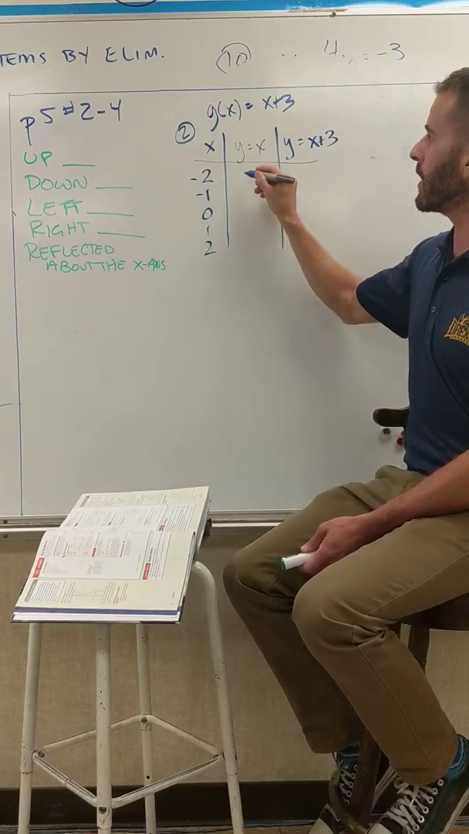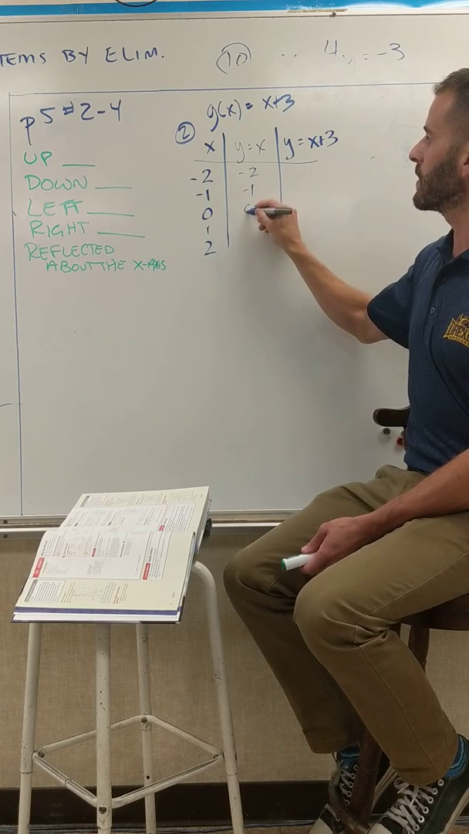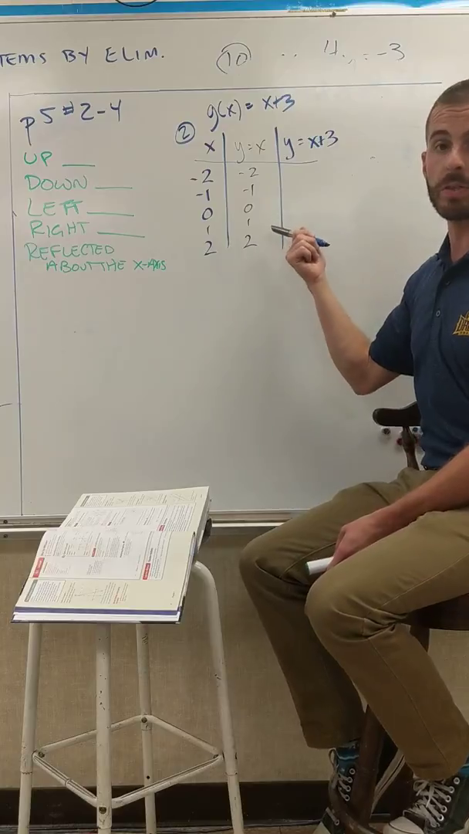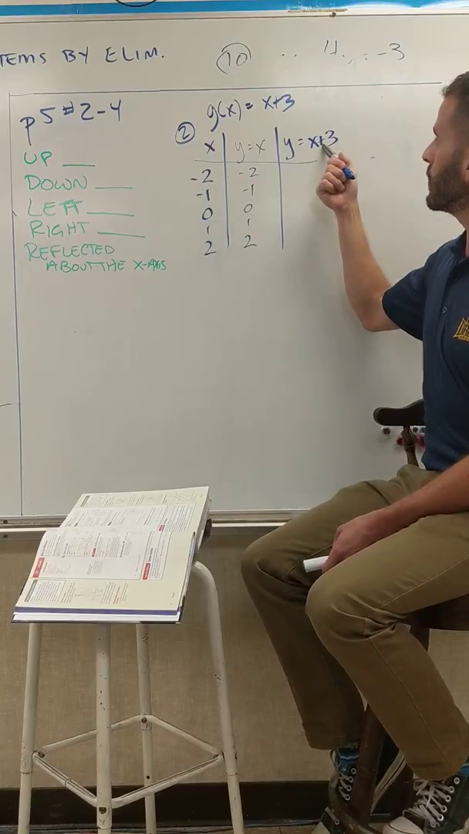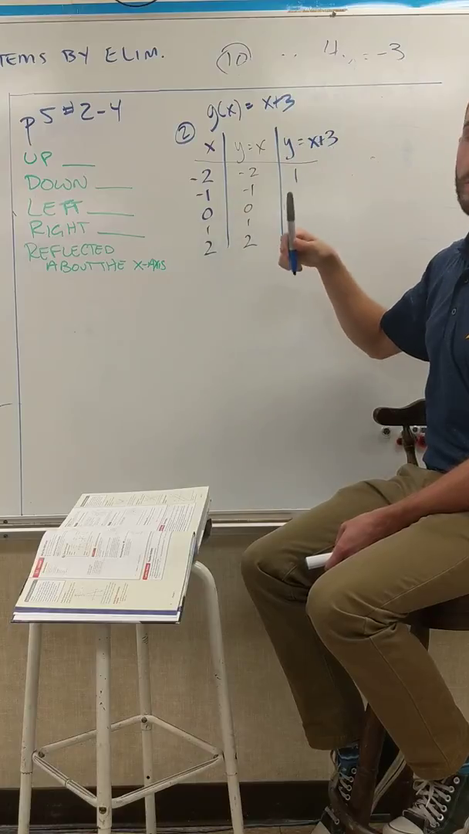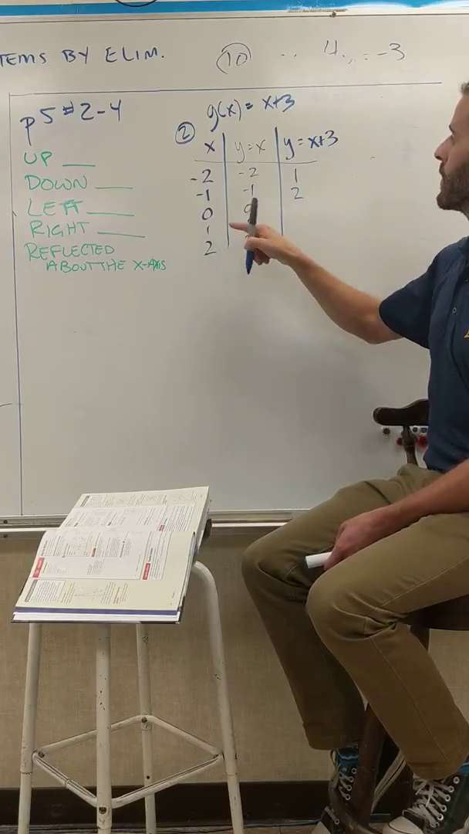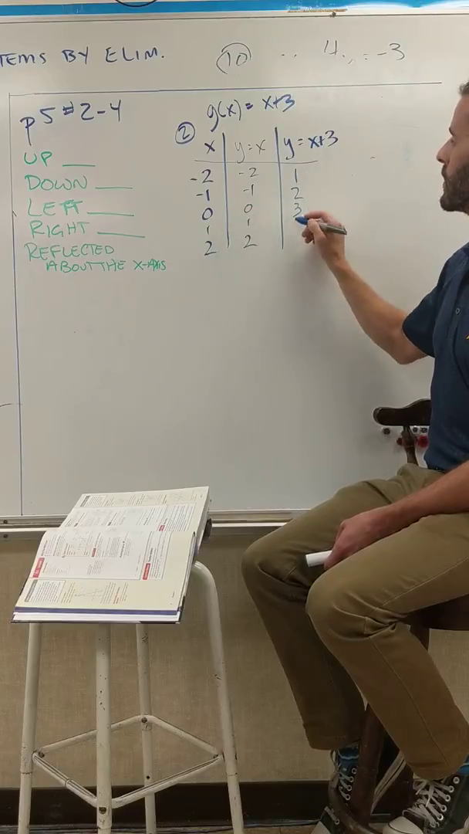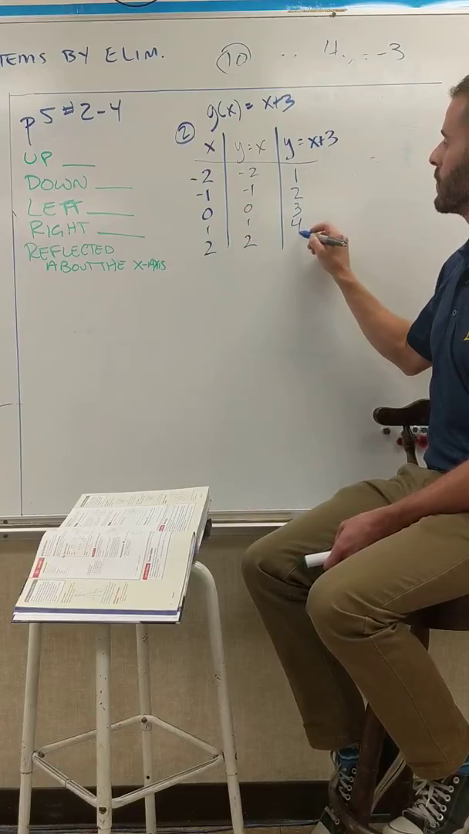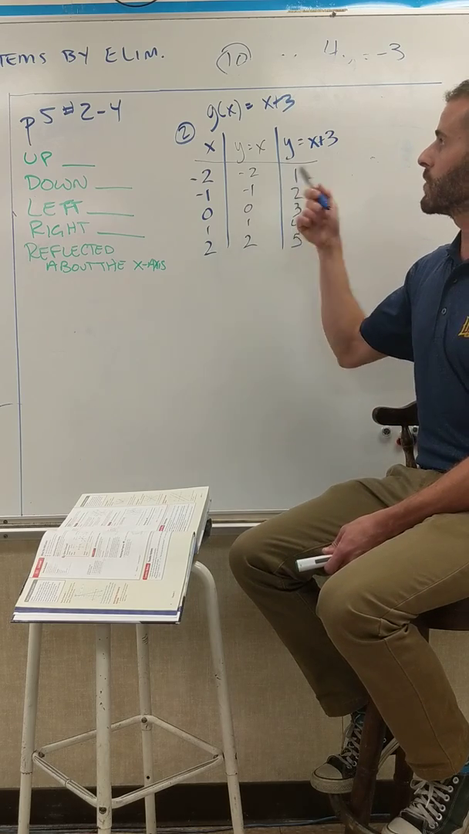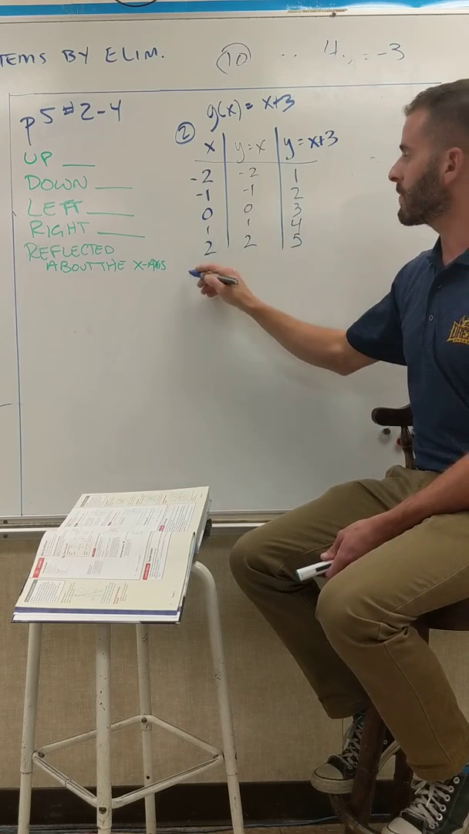If I plug that in for x, this one's easy. Y is all the same. Now if I plug it into x plus 3, -2 plus 3 is 1, -1 plus 3 is 2, 0 plus 3 is 3, 1 plus 3 is 4, and 2 plus 3 is 5. Now I have 2 different lines that I'm going to graph.